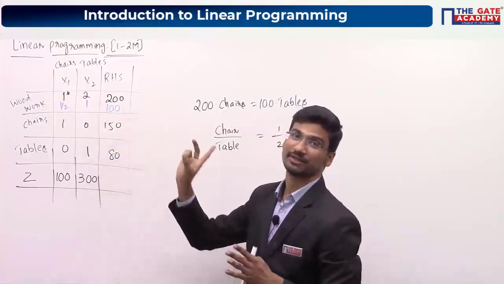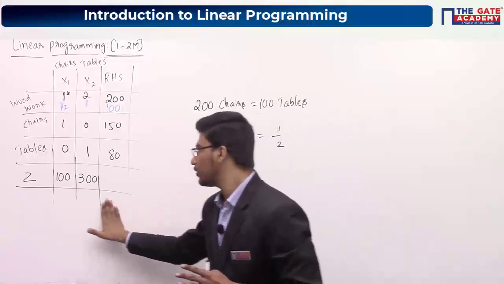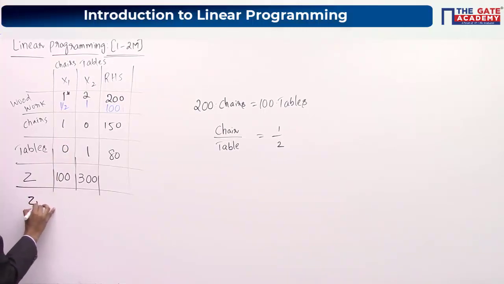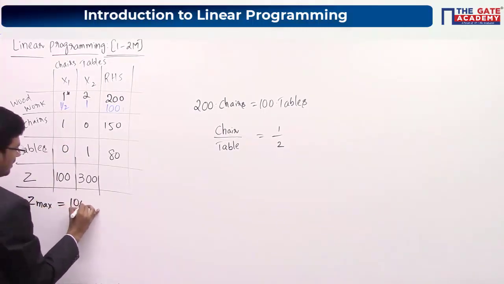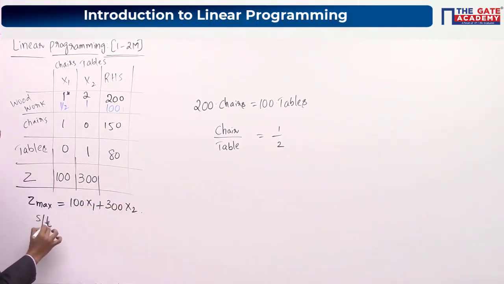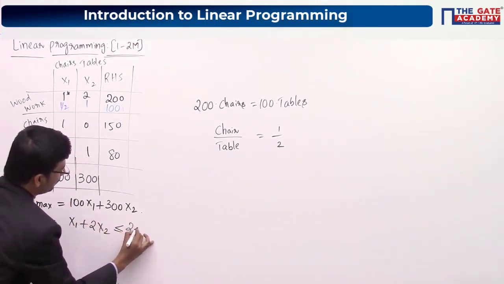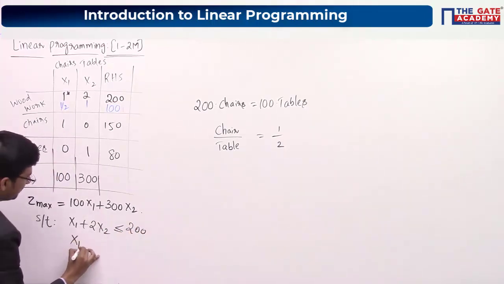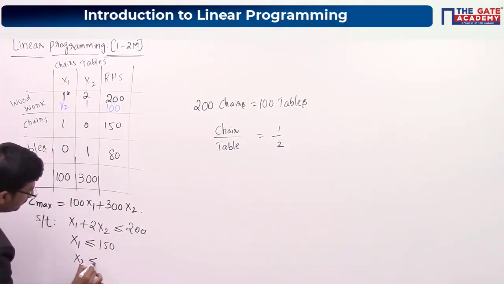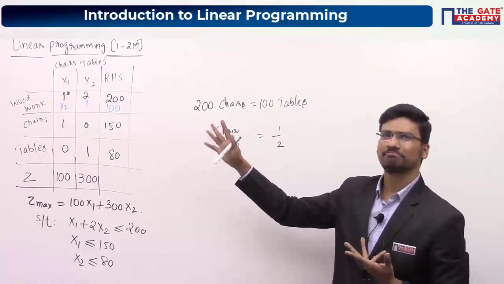So like this you have to convert this particular statement into a constraint. Please reply if you are having any doubt regarding this. After converting this, you can easily write the rest. The objective function, again, is maximization because profits are given: 100x1 plus 300x2. This will be subject to the constraints x1 plus 2x2 less than or equal to 200, x1 less than or equal to 150, and x2 less than or equal to 80. Please reply if you are having any doubts. In both the ways you can write, you will get the same constraint.